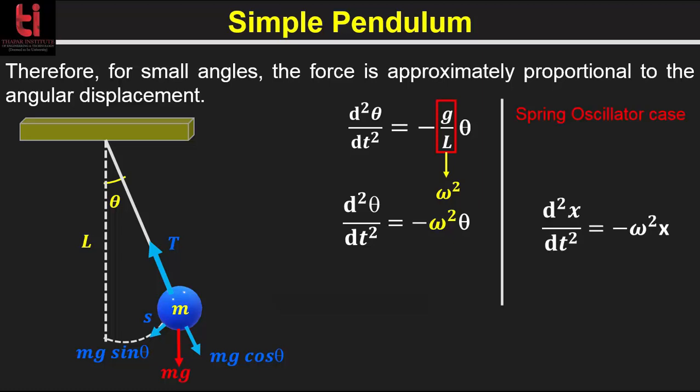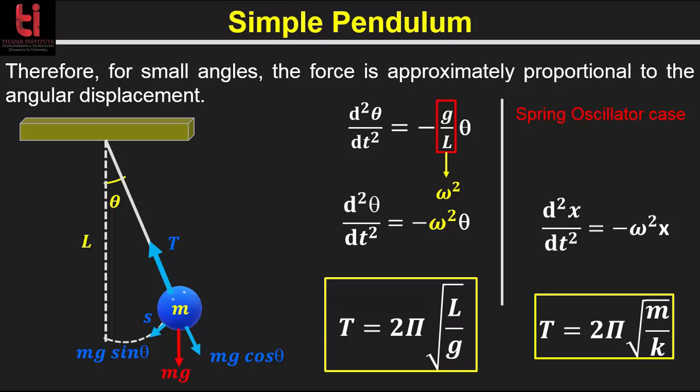Now, if you remember the equation for the spring oscillator case, it was d2x by dt2 is equal to minus omega square into x. So we can immediately compare these two equations. For the simple pendulum case, the time period will be 2 pi divided by omega, and that will be equal to 2 pi into root over L by g, and for the spring oscillator case, it was equal to 2 pi into root over m by k.